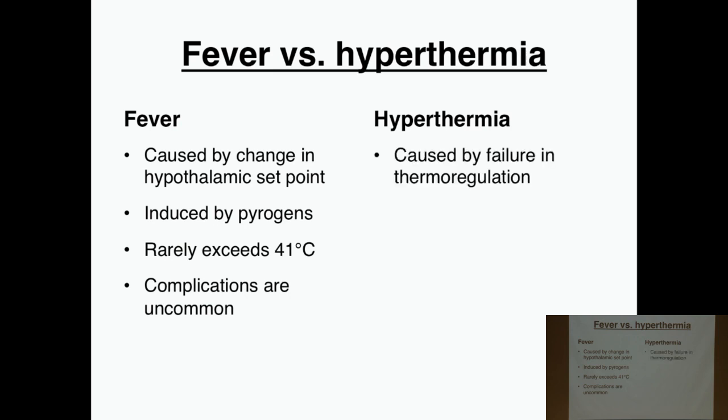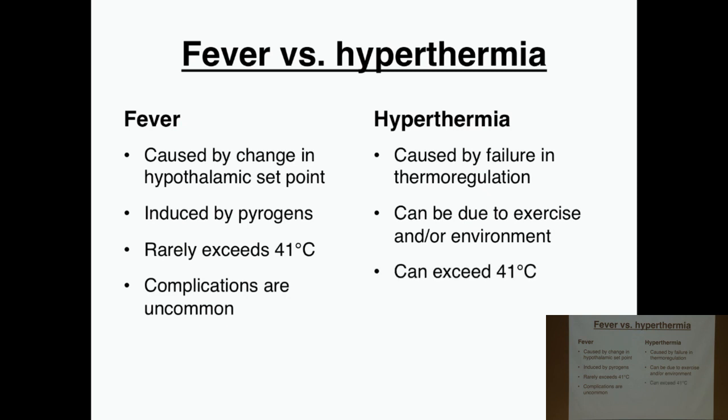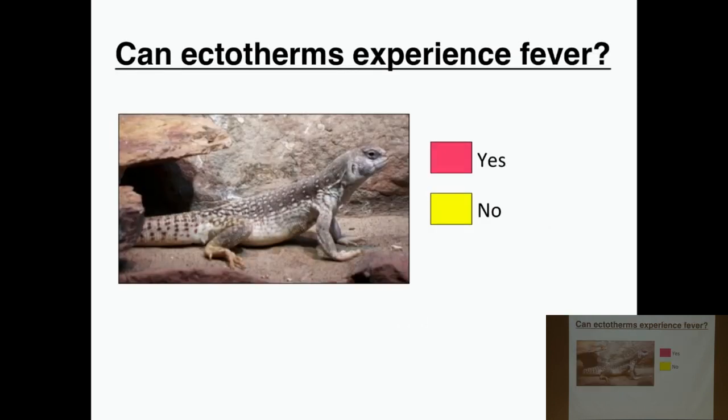In contrast, hyperthermia is caused by a failure in thermoregulation, which can be due either to exercise or the environment or some combination of the two. In this case, your core body temperature can exceed 41 degrees Celsius, which is quite dangerous, and complications can be severe. So what do you think about ectotherms?